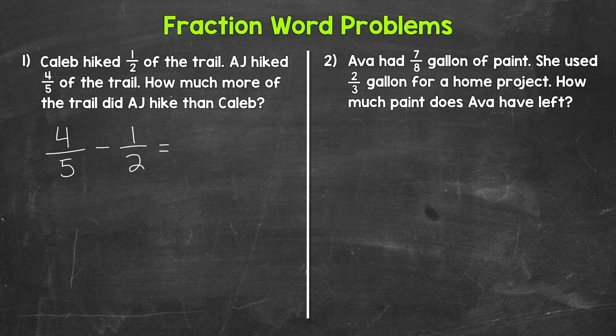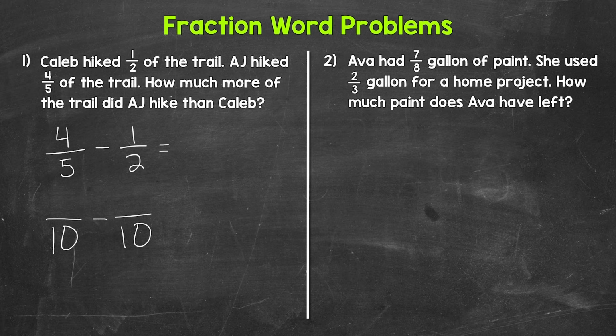Now, we do not have a common denominator here, so we can't subtract quite yet. We need to find a common denominator for 5 and 2, and then we can subtract. 10 is going to be our lowest common denominator between 5 and 2. So let's rename these with that common denominator of 10. Now keep in mind, these are going to be equivalent fractions once we rename them. So we're not changing the value of our original fractions.